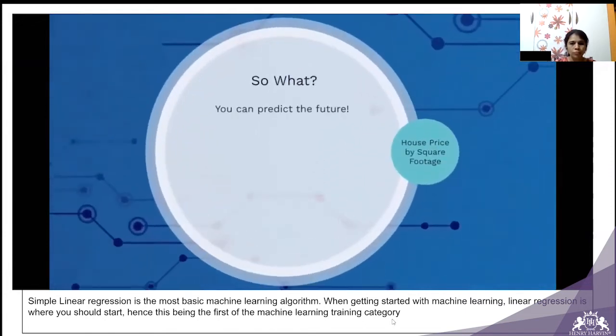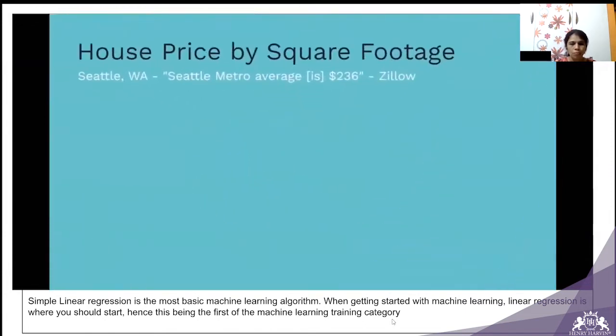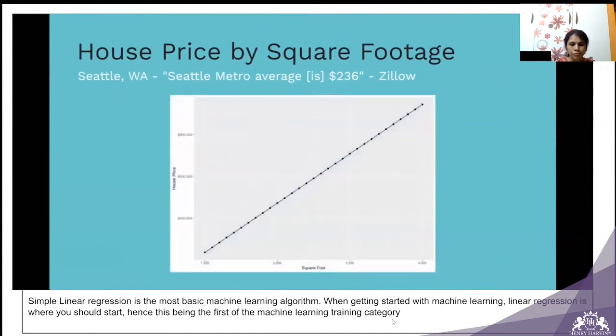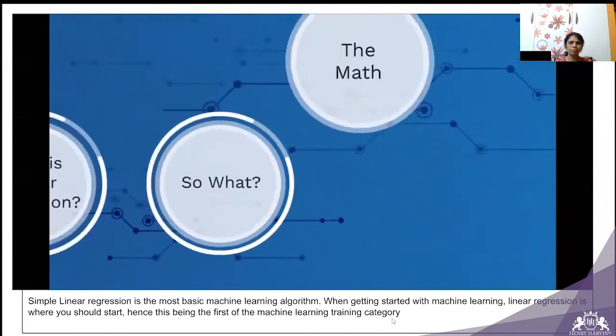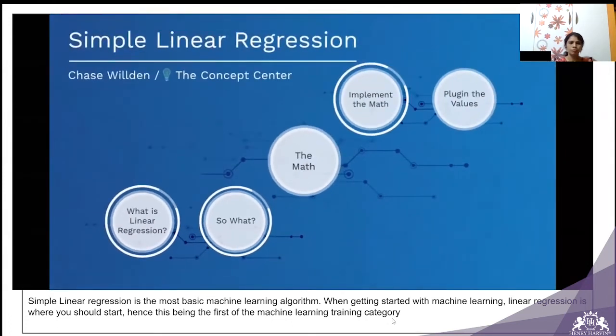Let's use a real-life example. Let's say we're trying to predict the house price given the square footage of the home. In Seattle, Washington, according to Zillow, the average square footage value is $236. If we were to graph this, it will look like this. A 1,000 square foot home equals $236,000. Well, what does a 2005 square foot home cost? If we look at this graph, we could put a point there and determine that it's going to be roughly $473,180. Let's look at the math behind linear regression.